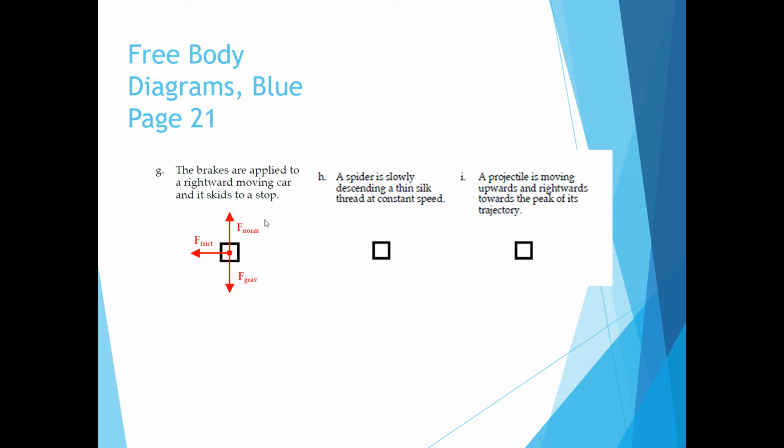H, a spider is slowly descending a thin silk thread at a constant speed. So we have a gravity force acting downwards, and since there's a thread pulling it upwards or helping hold it up, that's going to be our tension force. So in this case, we have tension upward and gravity downward. And since it's at a constant speed, they're going to be equal and opposite.